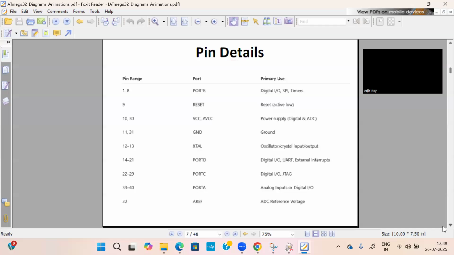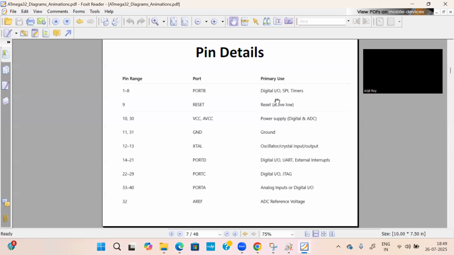First of all, pins 1 to 8 are called port B pins. They are used as digital input output, also SPI, that means serial peripheral interface, and also timers. Digital input output means if I want to give any data into this microcontroller, I can use this pin, or I can also take any data from the microcontroller.